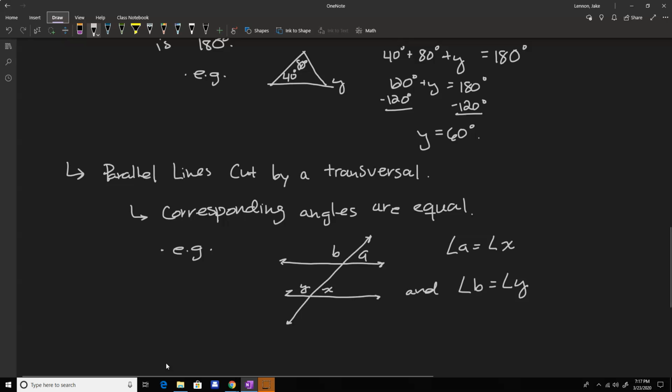So angle A with respect to the top parallel line is in the same position as angle X with respect to the bottom parallel line. And the same is true for B and Y. And then you can get more angles equal to each other from looking at vertical angles as well. So we'll look at a couple examples.